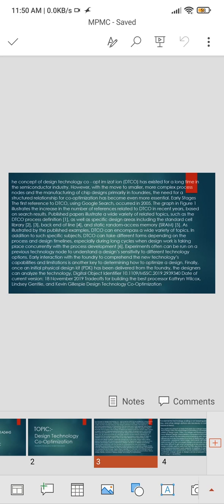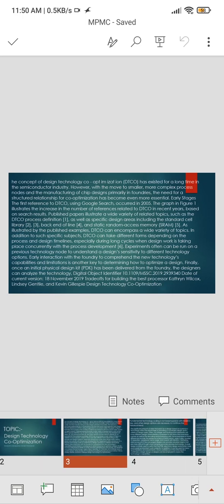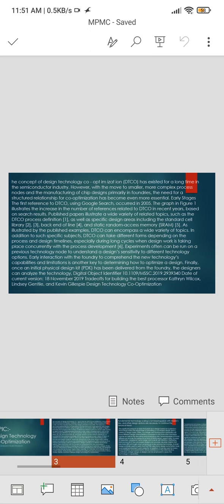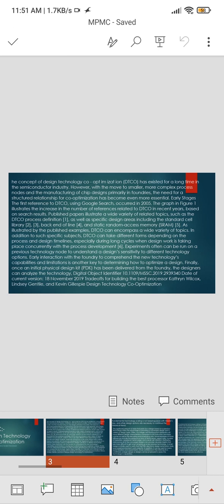However, with the move to smaller, more complex process nodes and the manufacturing of chip design primarily in foundries, the need for a structured relationship for co-optimization has become even more essential.